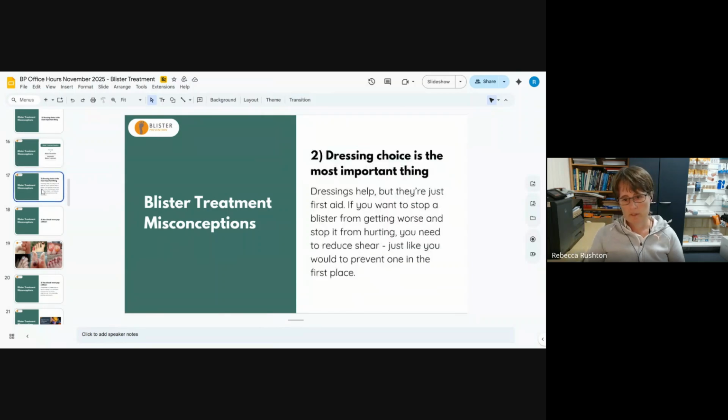Dressings help, but they're just first aid. If you want to stop a blister from getting worse and stop it from hurting, you need to reduce shear, just like you would to prevent the blister in the first place. Which makes you think, if we just got in at stage 1 where we had no blister, we could avoid all this changing of dressings and all that.